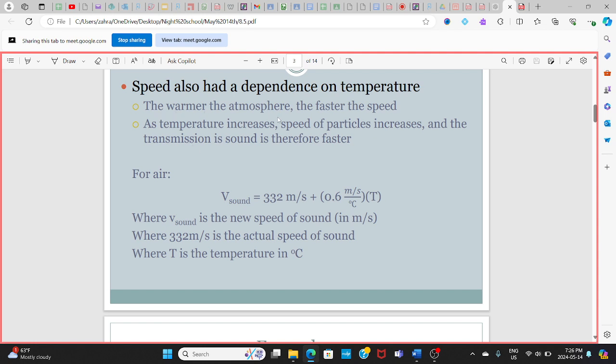So of course, the warmer the atmosphere, the higher the temperature, the higher the velocity will be, right? When temperature increases, the speed of the particles increases, and the transmission is faster because it transfers sound faster. Any questions? Here the temperature is in Celsius.